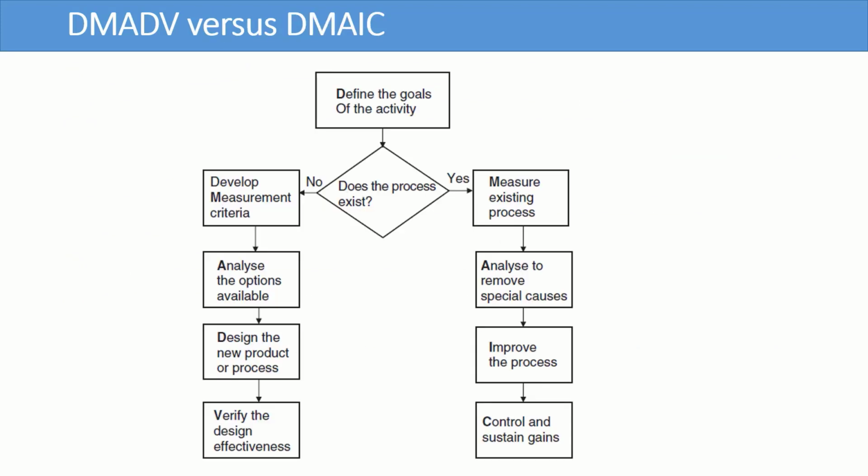To choose between DMADV and DMANIC, ask the question, does the process exist or not yet? DMANIC addresses the current process, while DMADV addresses the design process. DMANIC reduces or eliminates defects, it is reactive action, while DMADV prevents defects, it is proactive action. DMANIC includes specific solutions, but DMADV is part of the solution design process. DMANIC includes controls to sustain the gains, and DMADV includes verification and validation of the finished design.